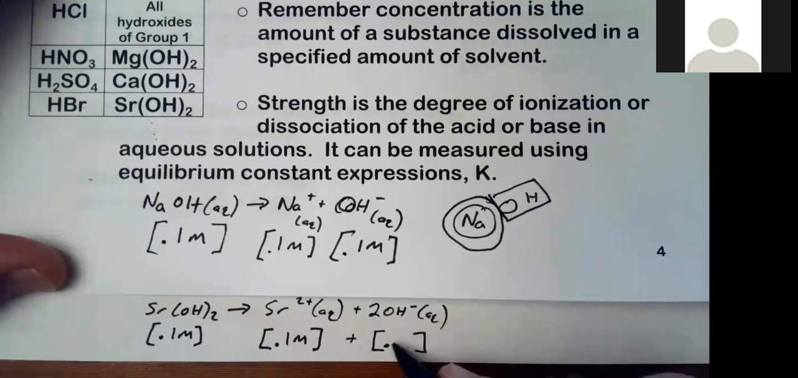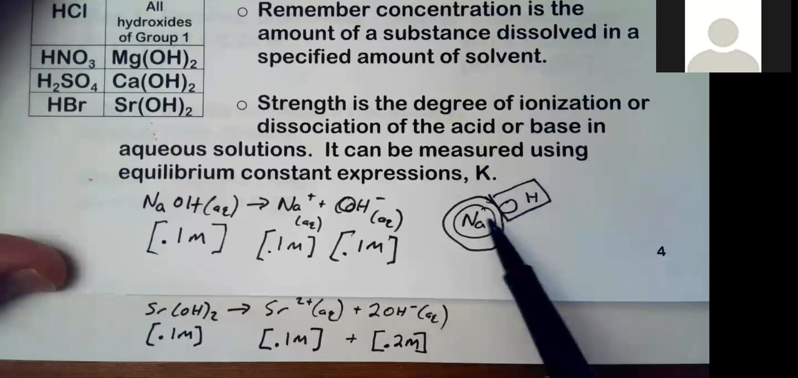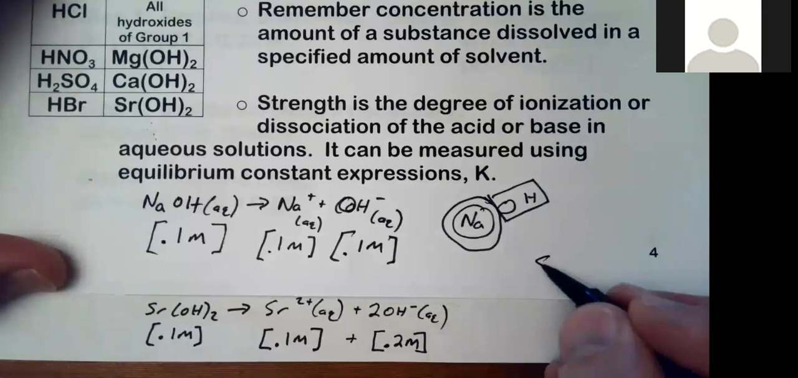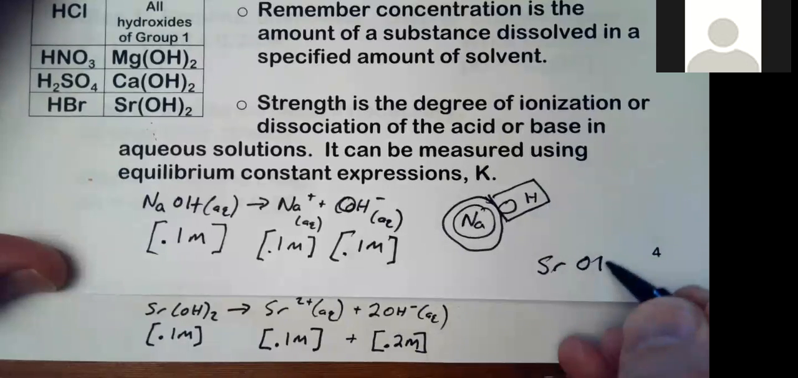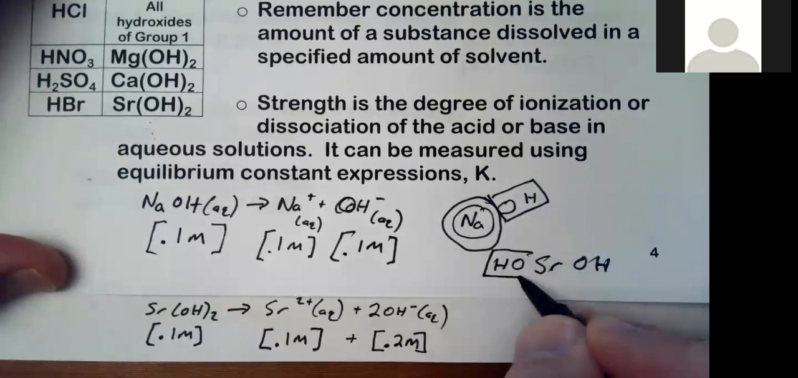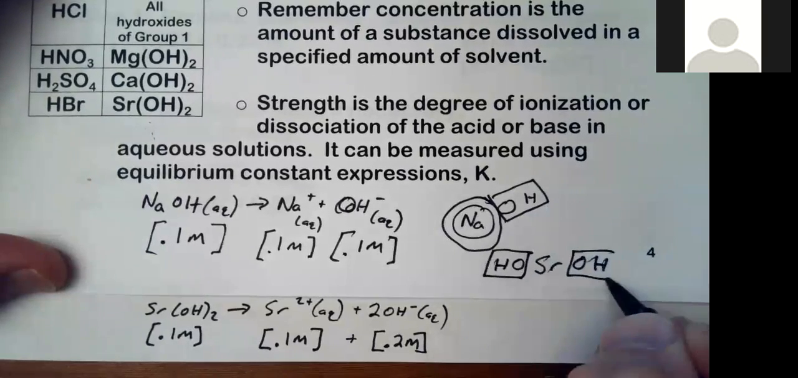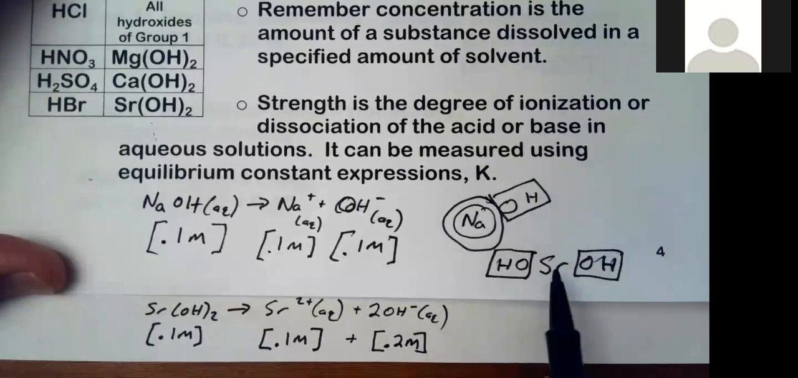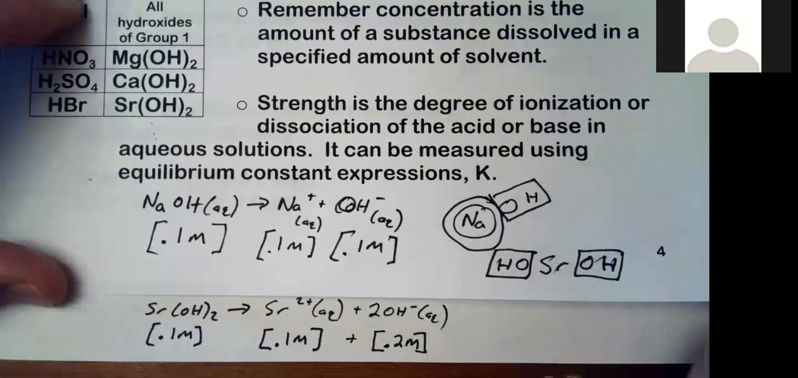Oh. So it would become 0.2, because in this case, you're not getting just one hydroxide. The strontium has one OH group over here and one OH group over here. So it's kind of a twofer. You're getting twice as many hydroxides as you're getting strontiums. All right, and you'll see why that's important in just a minute, okay?